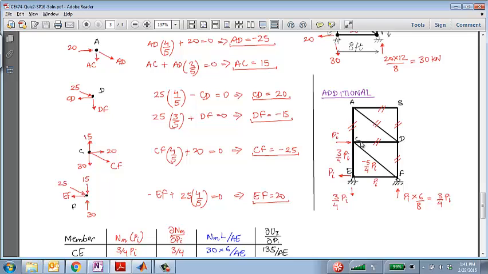You would get additional horizontal displacement at C if member CF is too short by 0.5 inch. Make sense? Okay. All right.